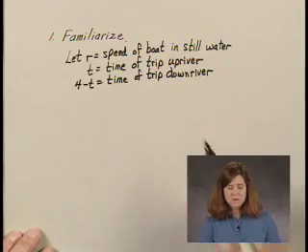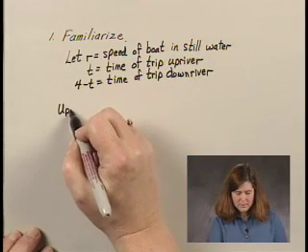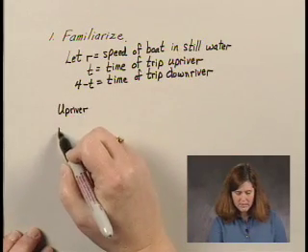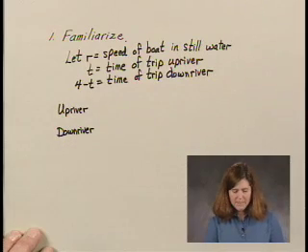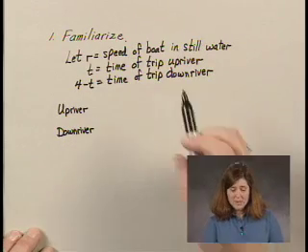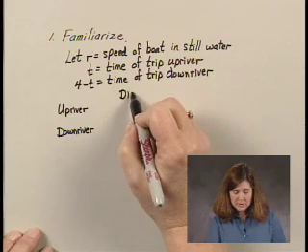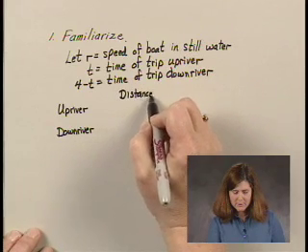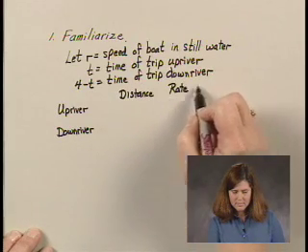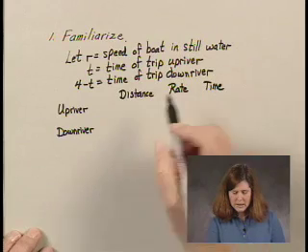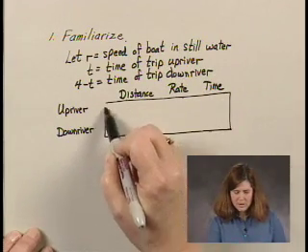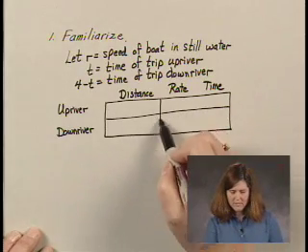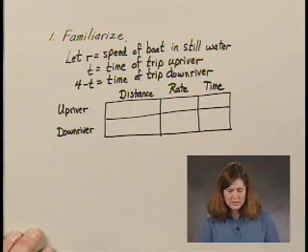Now we have 2 motion situations, upriver and downriver, and these become the rows of the table that we set up. We're dealing with distance, rate, and time, so those become the columns of the table we set up. And let's fill in as much as we can with what we have of these entries in the table.